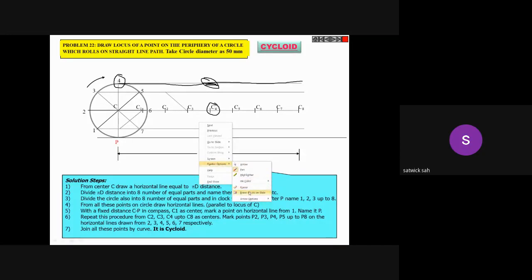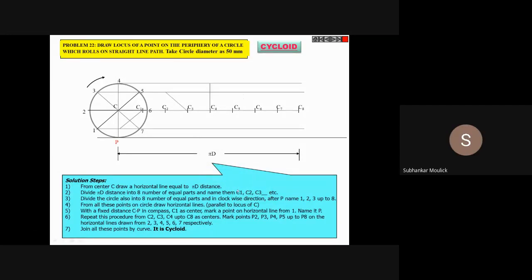Clear. Yes, sir. Okay. Likewise, do it for all other center points, that is C5, C6, C7, and C8. See, these are the locus points: P, P1, P2, P3, P4, P5, P6, P7, P8. Next, you need to join all these locus points. How to join them, I will tell you in the next class. For that you have to use a French curve. Just join all these locus points with a proper French curve. You will get your cycloid.